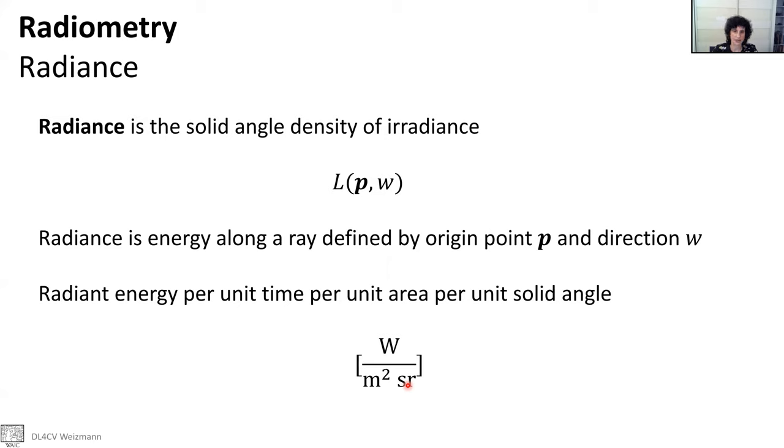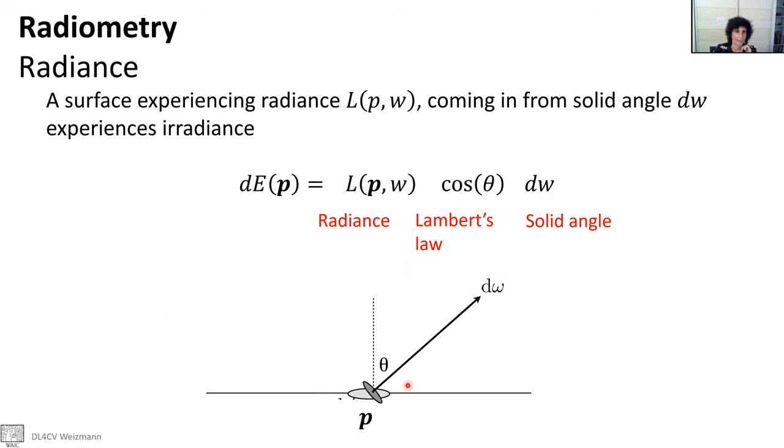It is very important to understand the difference between irradiance and radiance, because eventually we are very interested in directions. We measure the energy over directions. I'll give some examples, and I hope everything is going to be clear. Any questions? Okay. So let's try to understand this.